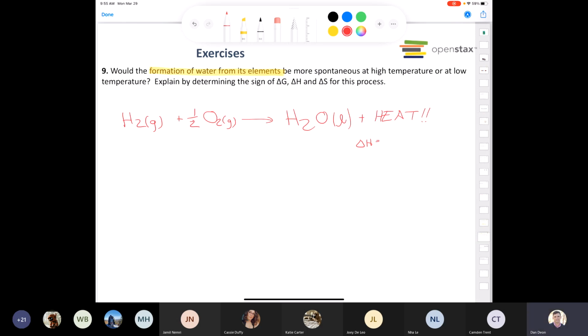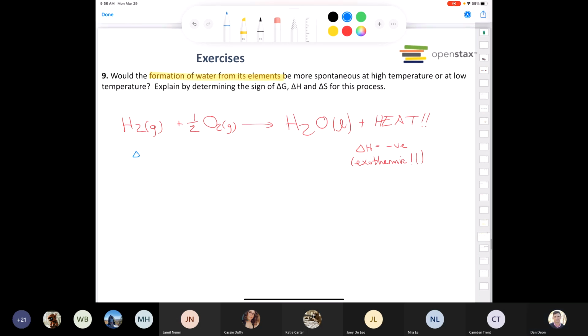If the reaction releases heat, what's delta H? This is the kind of thing that we need to know pretty well for the final exam. Yeah, it's going to be negative. This is an exothermic reaction. It's going to be negative, right? This is big time exothermic. Okay? Well, what about delta S?